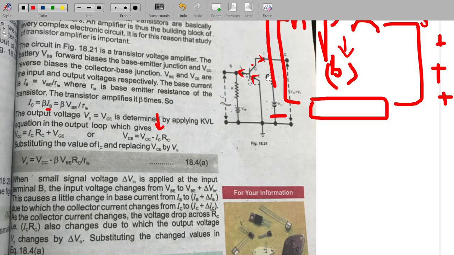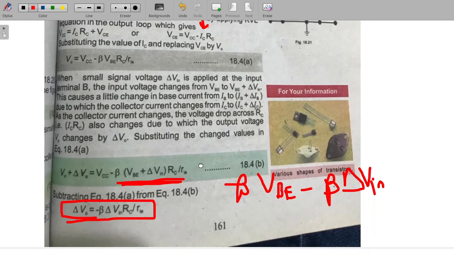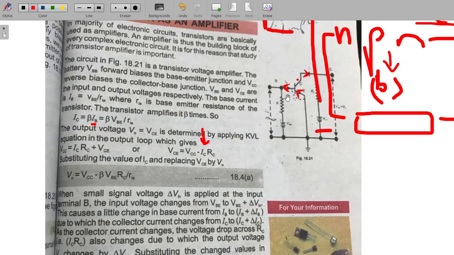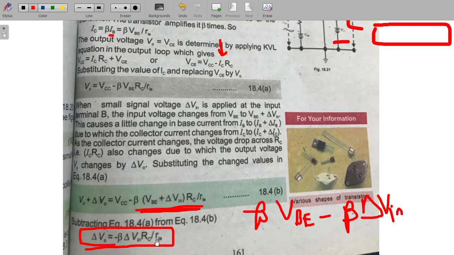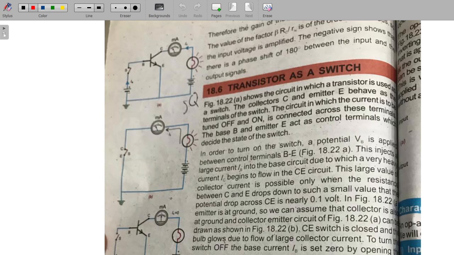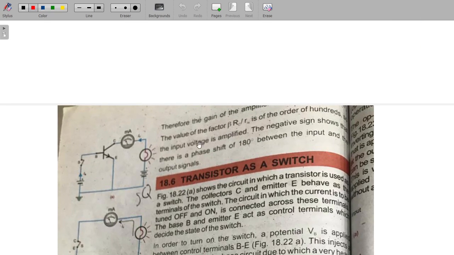Because of this voltage, we had to put a lot of resistance value for the collector so we can control the flow of current, and RIE, which is the input base emitter resistance. So this is the input resistance, which is very small. And we can see here on the next page that the gain of the amplitude is given by this relation, and the value of the factor beta RC over RIE is of the order of hundreds.